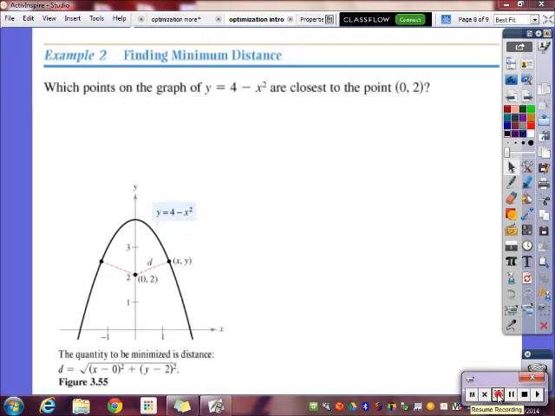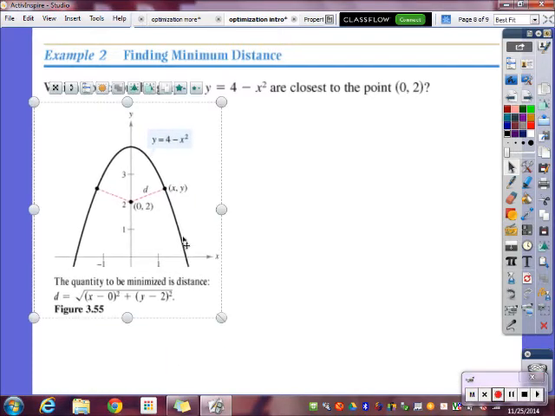Hello, this is Mrs. Taylor, and I'm going to walk you through a problem on how to minimize distance. In this problem it says, which points on the graph of y equals 4 minus x squared are closest to the point (0, 2)? And we have this graph here to help us visualize where the points might be located.